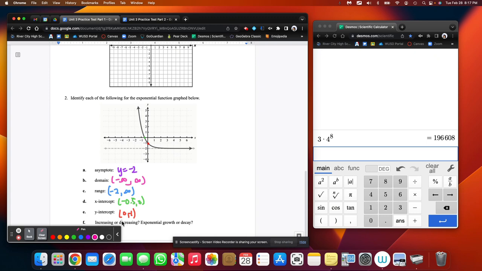Last question asks, is this increasing or decreasing? So going from left to right, it's going down. So that's a decreasing function, which we would also call an exponential decay.